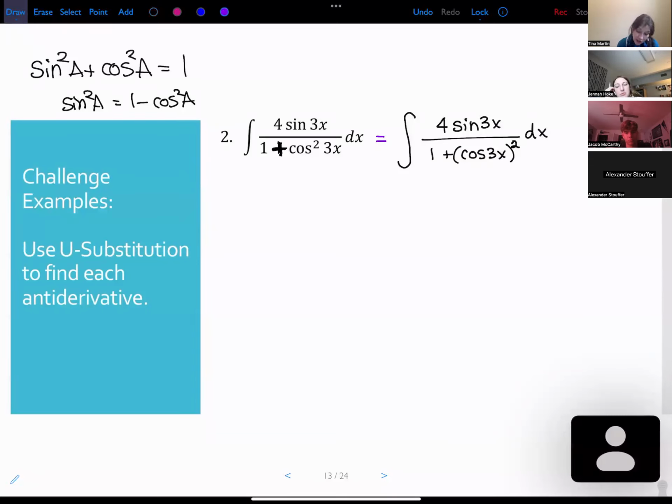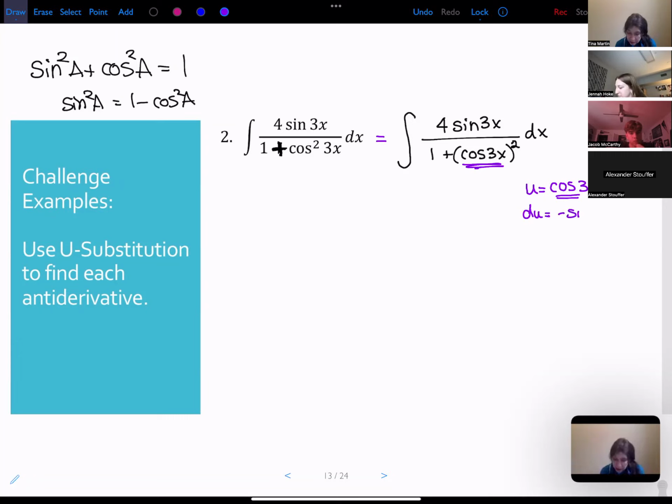So for this one, you would want to do a u substitution. And I'm going to say let u be cosine of 3x. The reason I would choose that is I see that that's the innermost piece, and the derivative also happens to be in the problem. Negative sine 3x.